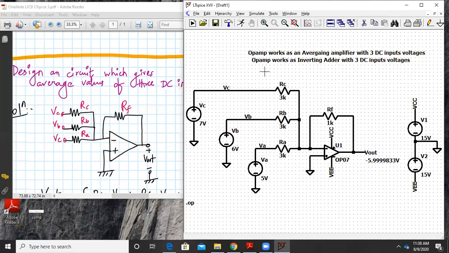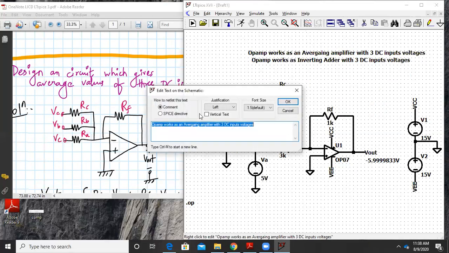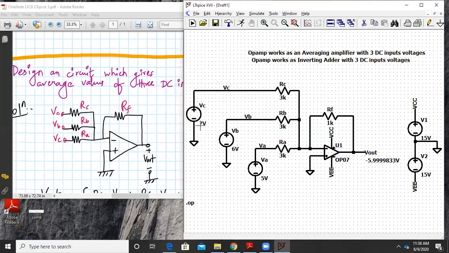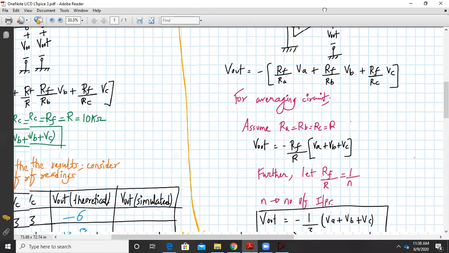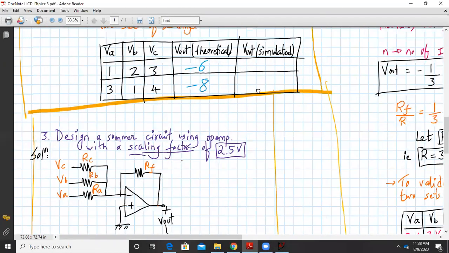So the same circuit can act as an inverting adder, and now we have seen it is acting as an averaging amplifier. Averaging it is. Let me change it. Yeah, now it is better. So it works as an averaging amplifier. It works as an inverting adder. Now let us see what is next. So our third design, let us go to the third design.